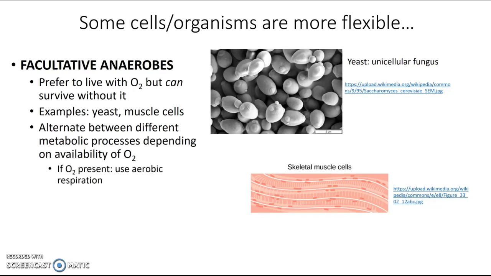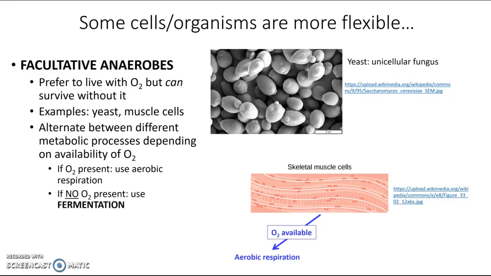If oxygen is present, which they prefer, they will use aerobic respiration. So here with your muscle cells, if they have lots of oxygen, they'll use aerobic respiration, which makes lots and lots of ATP. But if no oxygen is available, if they run out of oxygen, then they can actually switch and use a different process known as fermentation, which we're going to cover in more detail in class. But this fermentation process does not produce quite as much ATP, but it can be enough for cells to get by for a little while in a pinch.